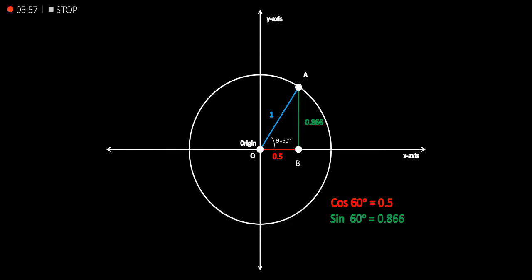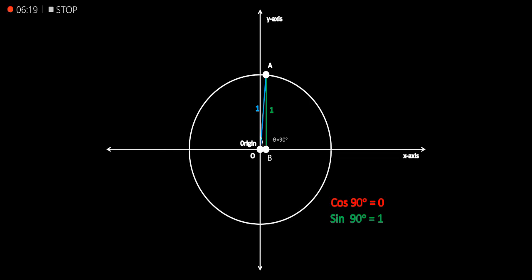The angle is equal to 60 degree. So cos of 60 degree is equal to 0.5, which is the length of red line, and sine of 60 degree is equal to 0.866, which is the length of green line.